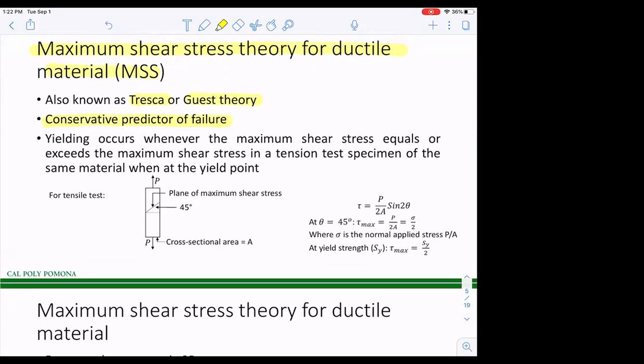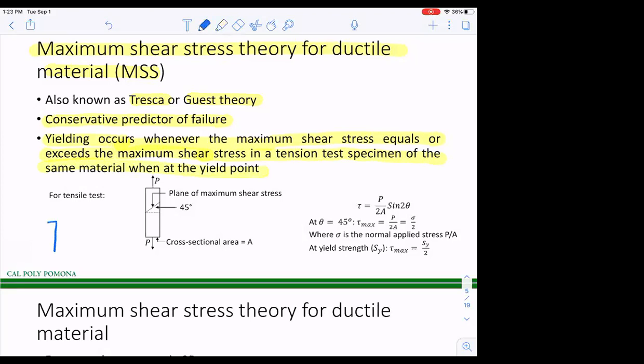What it states is, very carefully listen to me, yielding occurs whenever maximum shear stress equals or exceeds the maximum shear stress in a tension test specimen of the same material when at the yield point. Now, what does that mean? Let's just go through this.